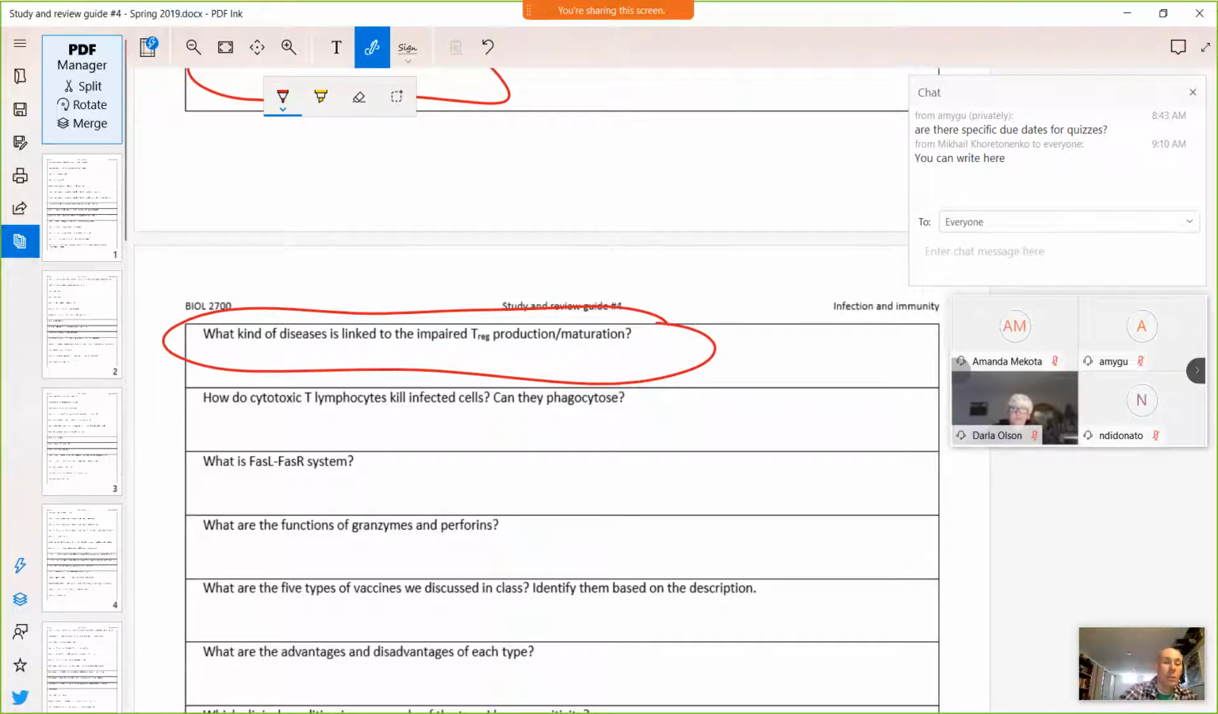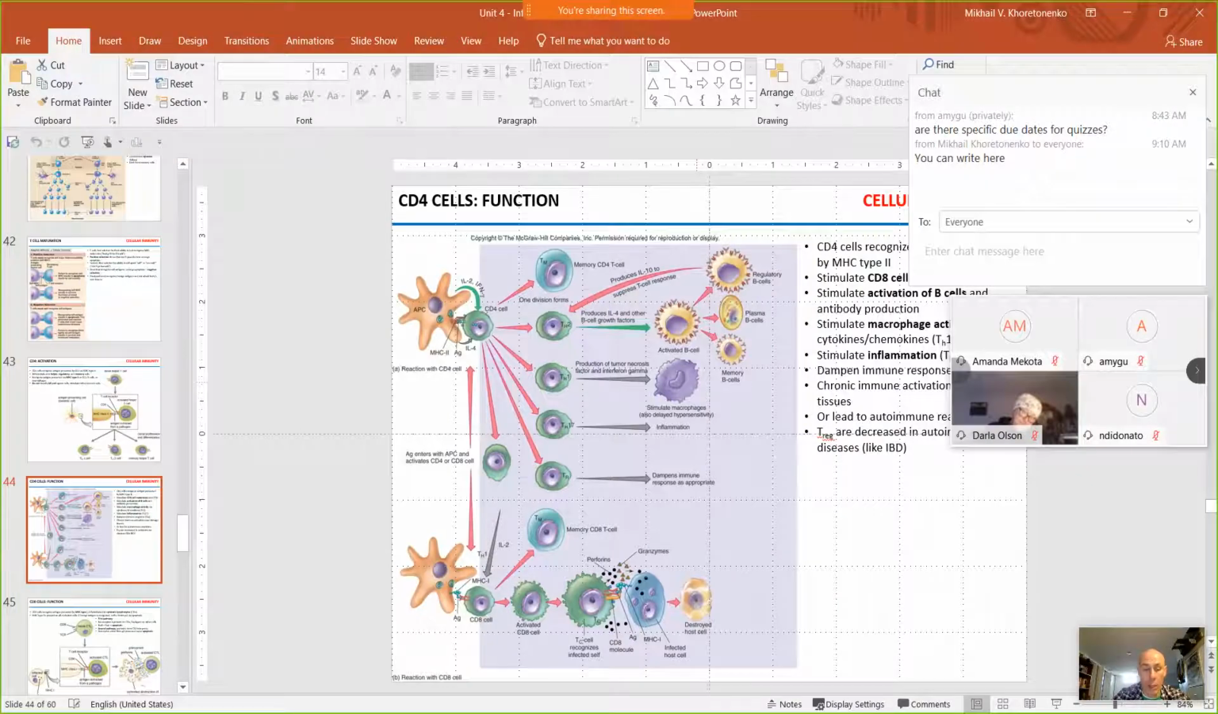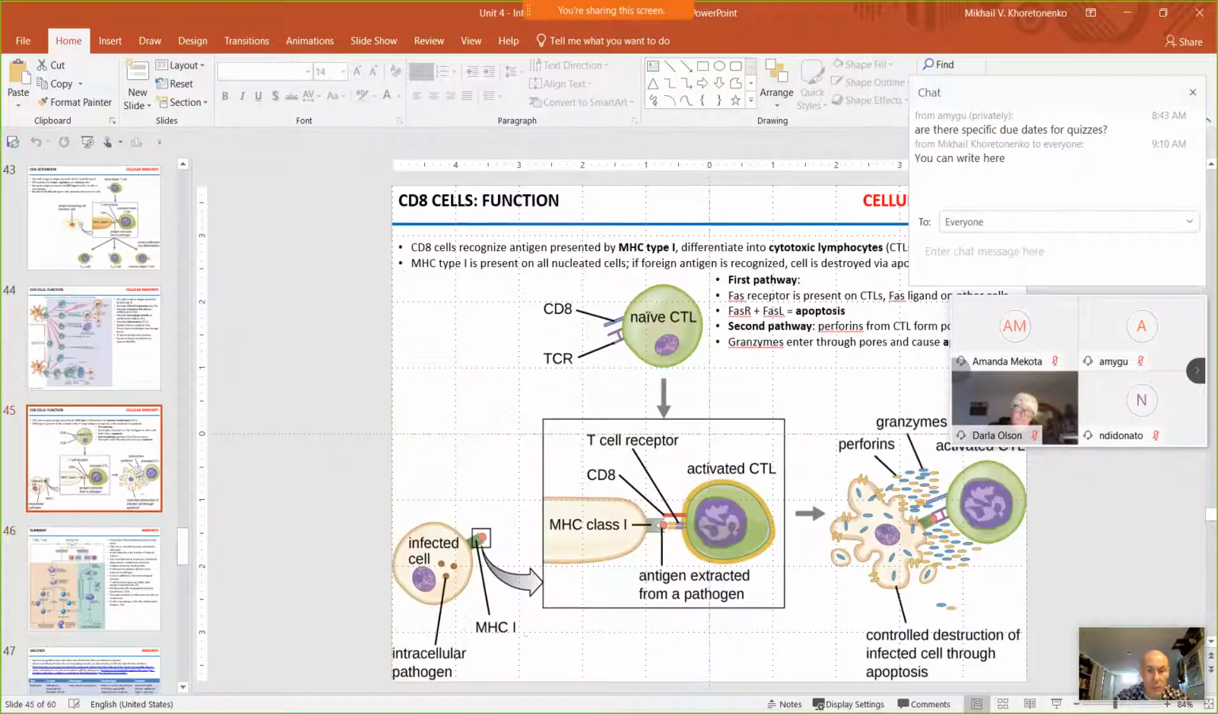So how do cytotoxic lymphocytes kill infected cells? By apoptosis. They can't phagocytose. So what's that system? Fas ligand, Fas receptor. All I want you to know about this one is not where is what. The point is, you have a cytotoxic lymphocyte, okay?